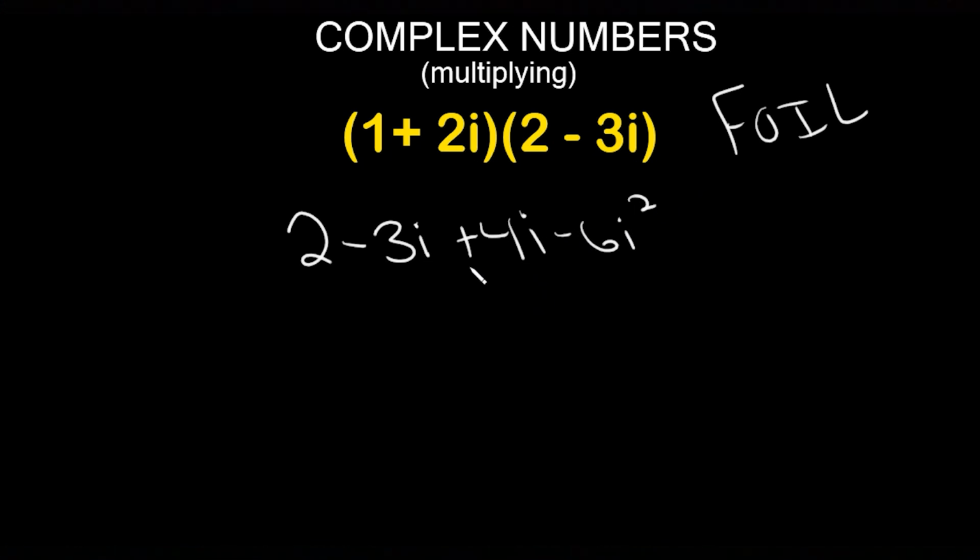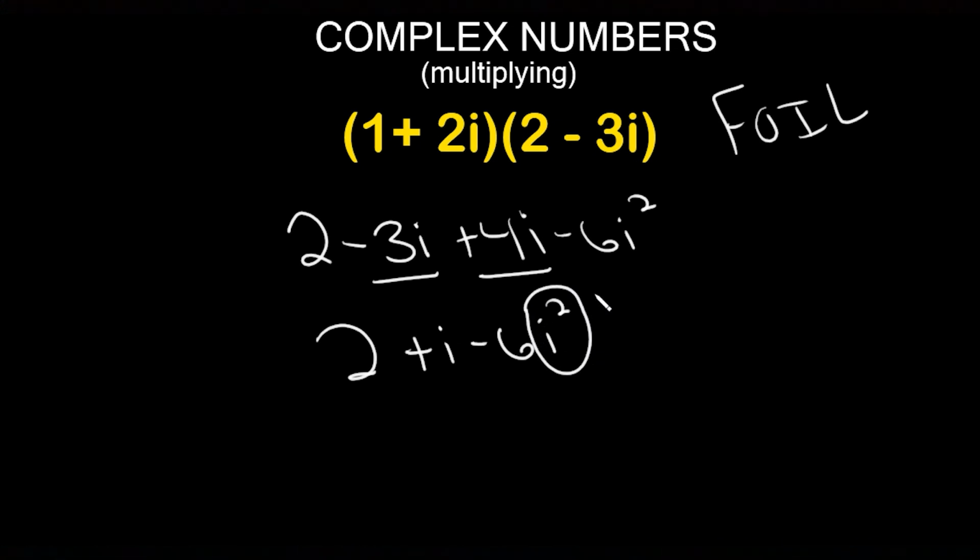From here, you want to go ahead and combine like terms. So I have like terms here and here. So 2 and then -3i plus 4i is positive i, so plus i. And then minus 6i squared. And now remember, we know that i squared is really -1. So essentially what you're doing right here is -1 times a -6. That's going to give you positive 6. So I have to do 2 plus 6, and that will give me 8. So my final answer here is going to be 8 plus i. Okay, and that's it. All right, let's try another example.